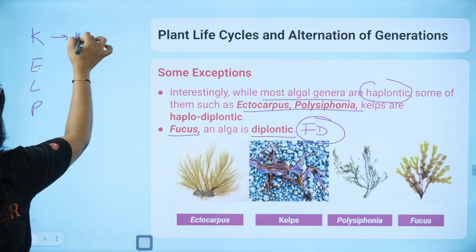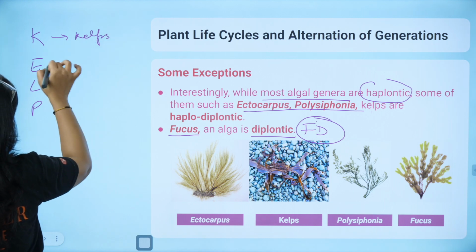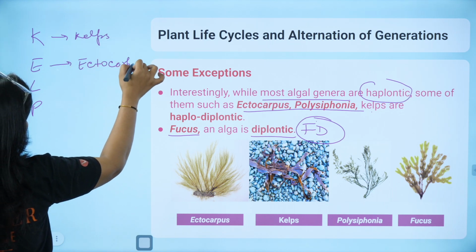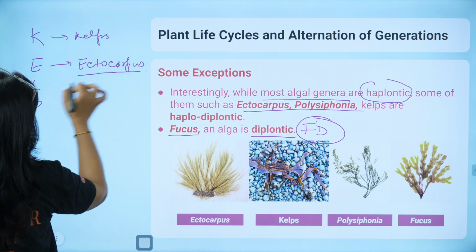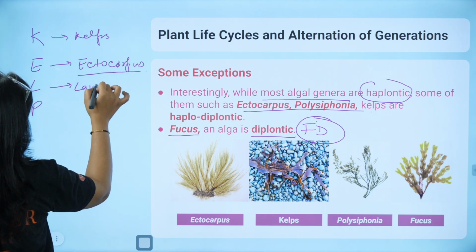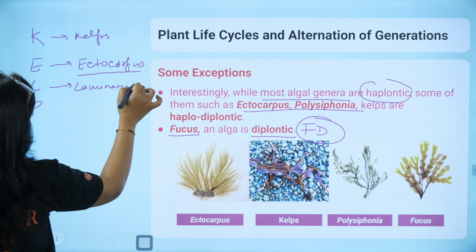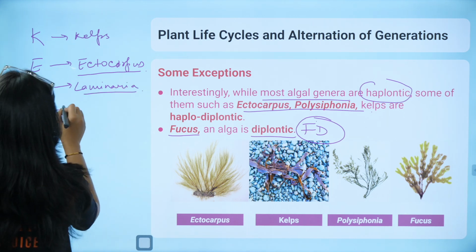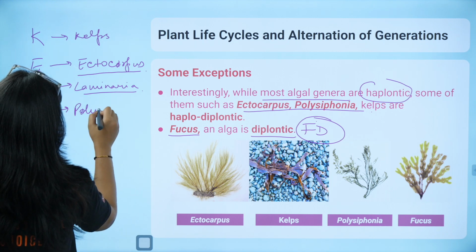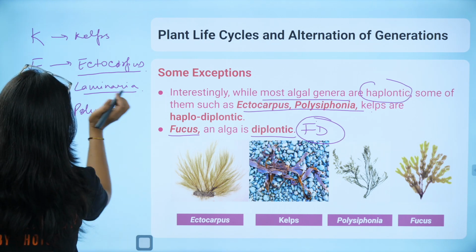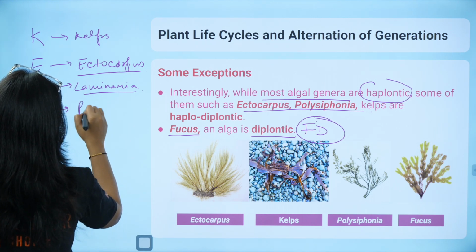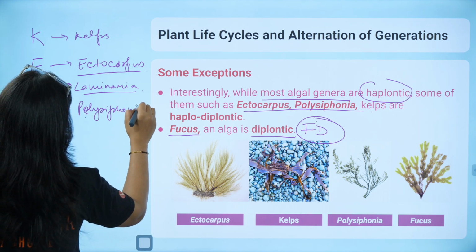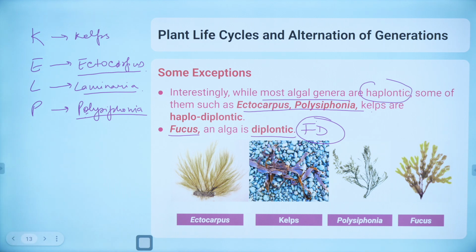So K for kelps, E for Ectocarpus, right? Ectocarpus. L for Laminaria. Laminaria is another example of kelp, and the last one is Polysiphonia. Right? That's it. The last one is Polysiphonia.